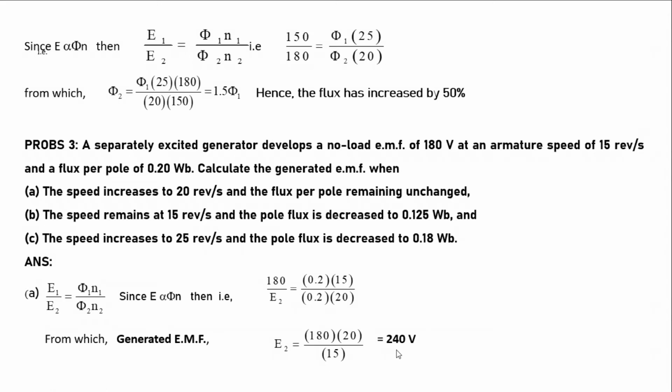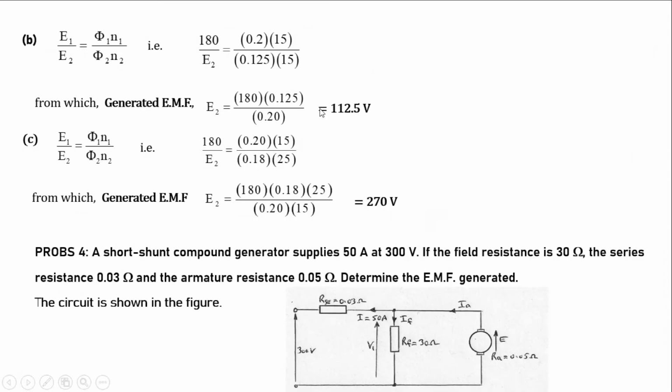Now coming back to the second case, speed remains 15 revolutions per second, flux is decreased to 0.125 Wb. Once again we are adopting the same formula: E1 is 180, initial flux 0.2 Wb, 15 revolutions per second. The second case, flux is reduced to 0.125 and speed unchanged. In that case we need to find out E2. So E2 will come as 112.5 volts.